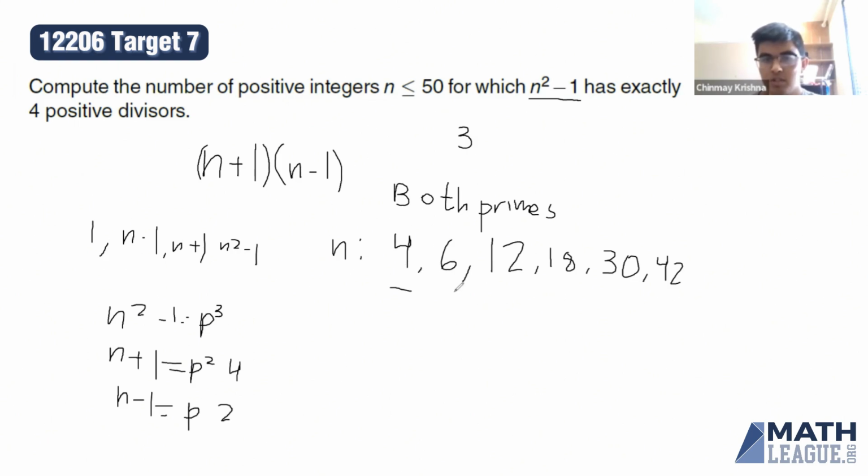That'd be 1, 2, 3, 4, 5, 6, 7. So there are 7 possible values of n such that n squared minus 1 has exactly 4 positive divisors. So our answer is 7.